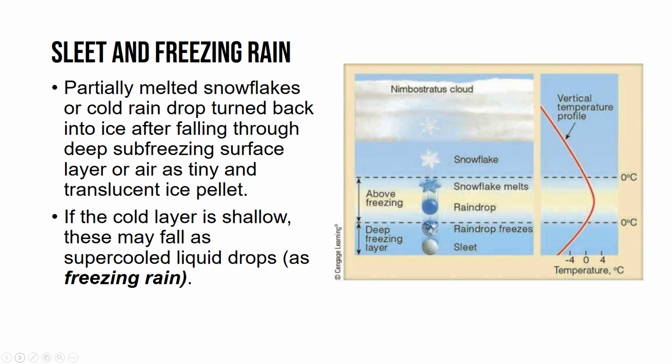And so that's what we call sleet. If the cold layer is shallow, or what is pictured here as the deep freezing layer, what if it's shallow? These may fall as supercooled liquid drops. So they are not solid, they are not ice, they are supercooled liquid drops, which we can call freezing rain. So when they reach the surface, they become ice.